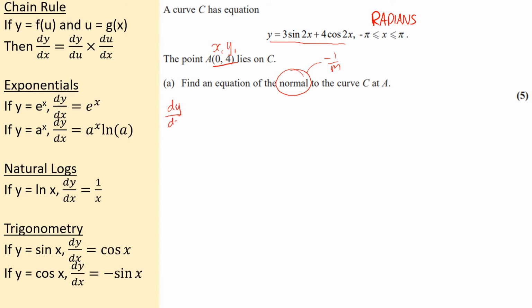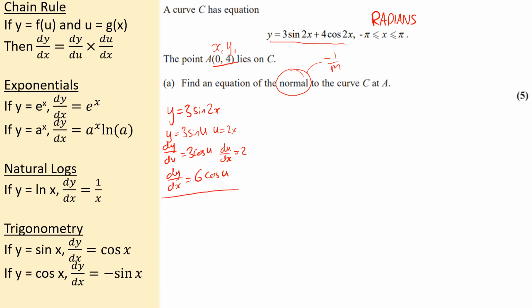So let's do that. The first one we've got here, dy by dx. We are going to have to do this in 2 separate chunks. So let's say we've got y equals 3 sine 2x. So we're saying y is 3 sine u, where u equals 2x. And let's do the same thing we've done quite a few times now. So we've got cos u and 2, and we're going to multiply them together to get dy by dx is 6 cos u.